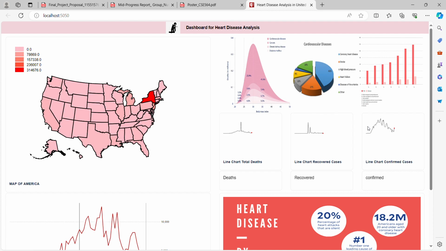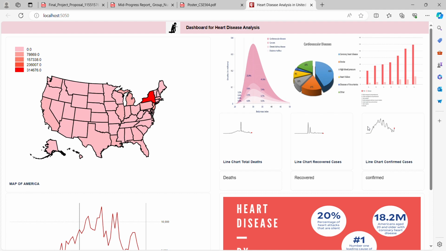CSE564 final capstone project. First of all, I chose this topic because heart disease is one of the leading causes of death globally, so it is a critical health issue to address. If we analyze heart disease data, we can better understand its trends and risk factors, leading to more effective prevention and treatment strategies.